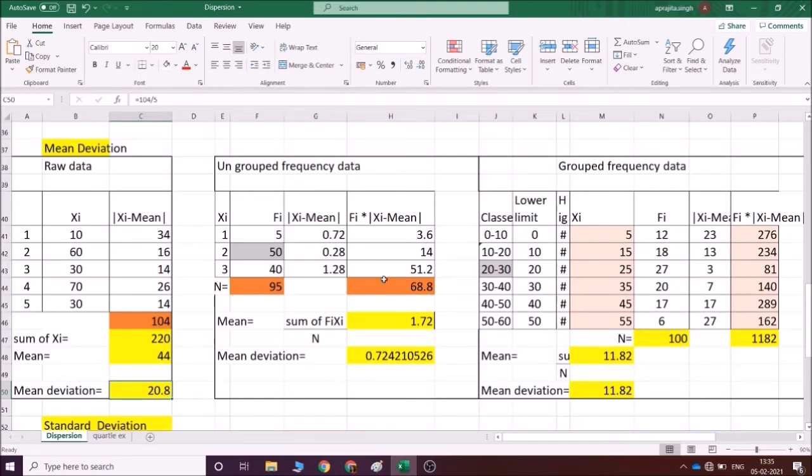Now what is the mean deviation? For each xi value, subtract the mean and find the mod of it. Then multiply it by fi. This is how you find it. You multiply this with this column and then add it up. And thus you get the sum of all these values, which now has to be divided by 95, that is n. So this number divided by 95.